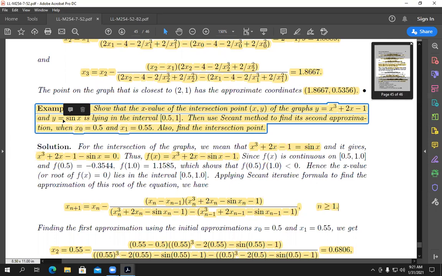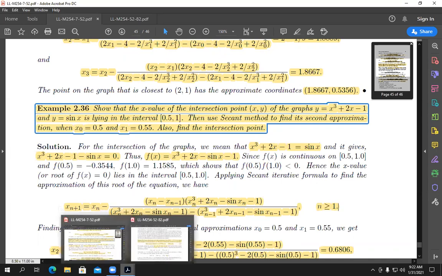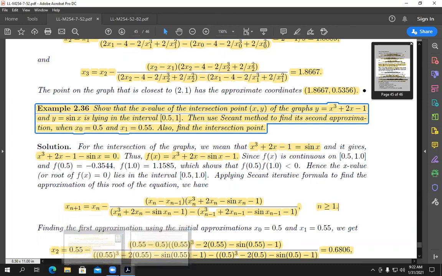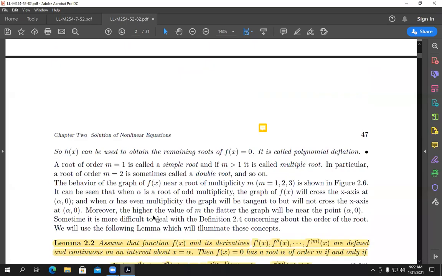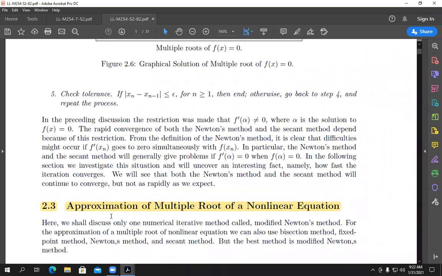Do you have any question about any of the four methods? If it's okay, then we move to the second part of the chapter, which is multiple root. Yes, please. Okay. Let's move to the second part of the chapter, and the second part of the chapter is what? Approximation of the multiple root of a nonlinear equation.